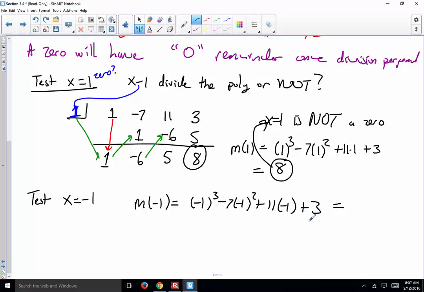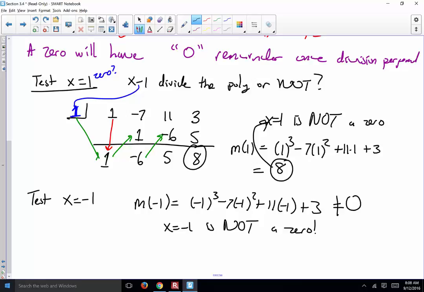Looks like we have a 0 here. No, we don't. Minus 11, minus 7. Nope, this is not 0. X equal minus 1 is not a 0 as well. We are unlucky. We keep picking the wrong fishes.